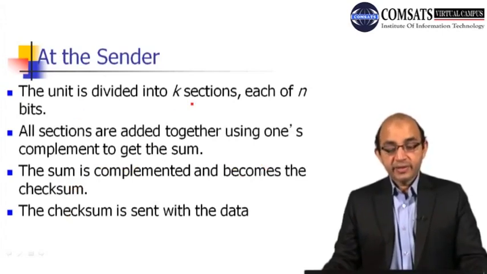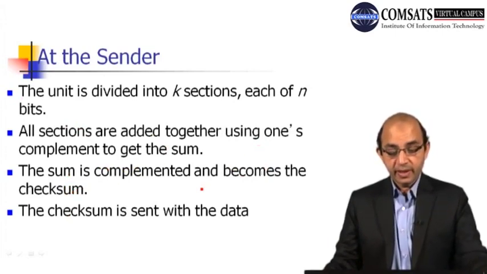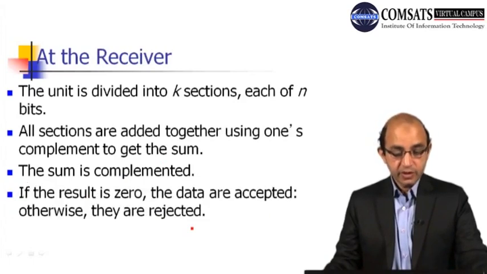The sender: the unit is divided into k sections, each of n bits. All sections are added together using ones complement to get the sum. The sum is complemented and becomes the checksum. At the receiver, k sections, each of n bits, all sections are added together using ones complement, right? The sum is complemented; if the result is 0, data are accepted, otherwise they are rejected.